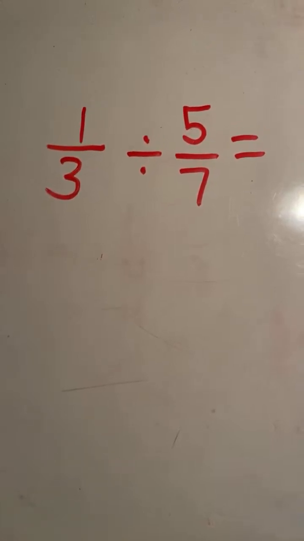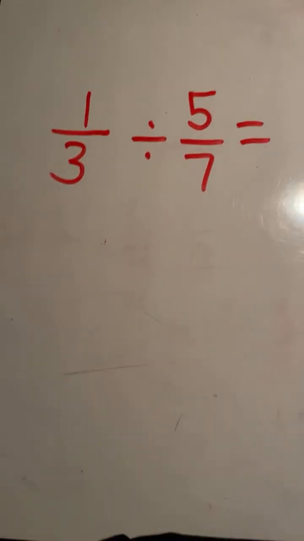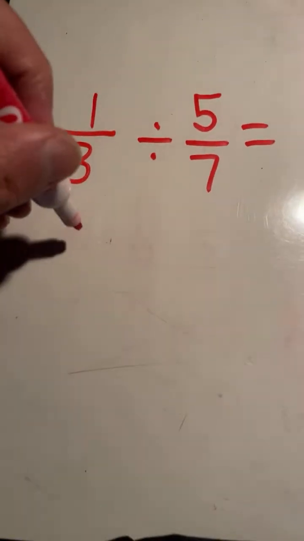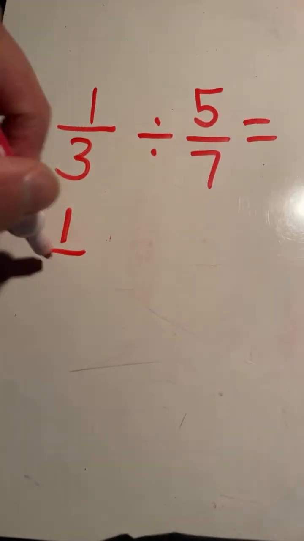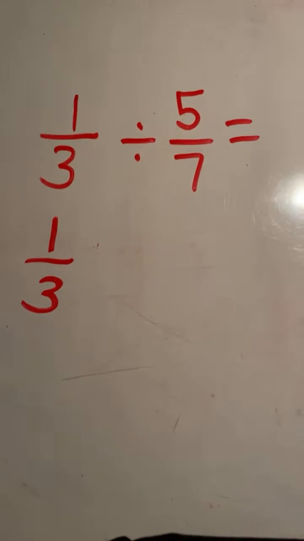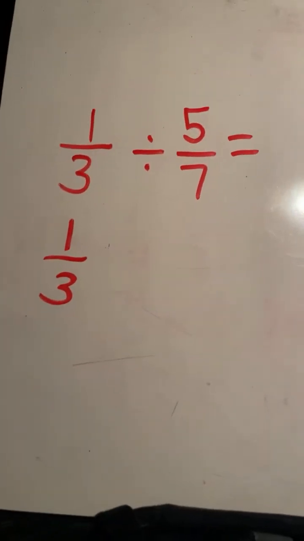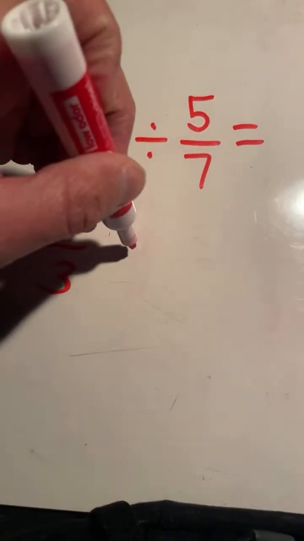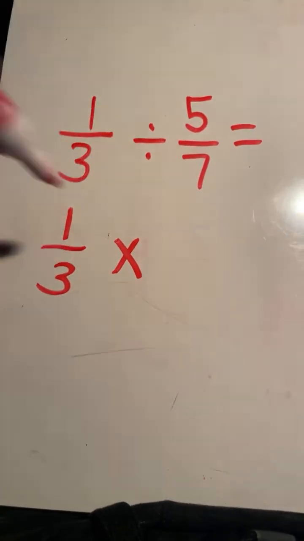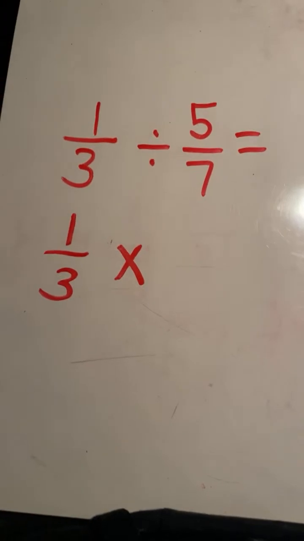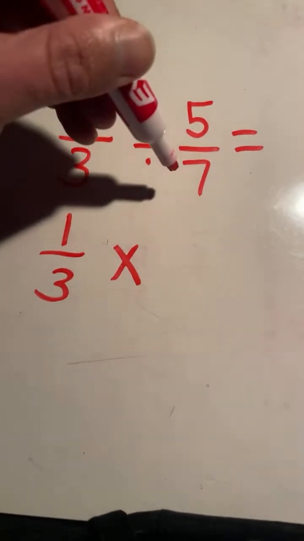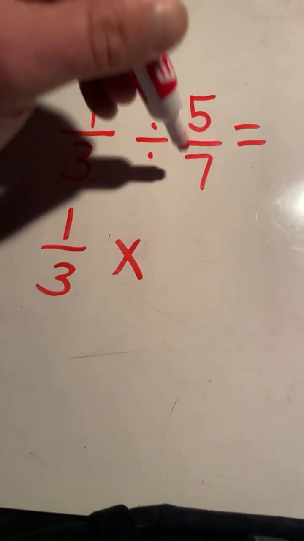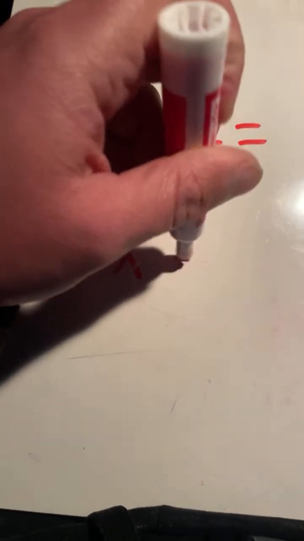So these problems are solved in 3 simple steps. Step 1, keep. You keep the first fraction exactly the same. So the 1/3 we just need to copy over. Step 2, change. You change the sign from division to multiplication. Step 3, you flip. So the denominator becomes the numerator and the numerator becomes the denominator.